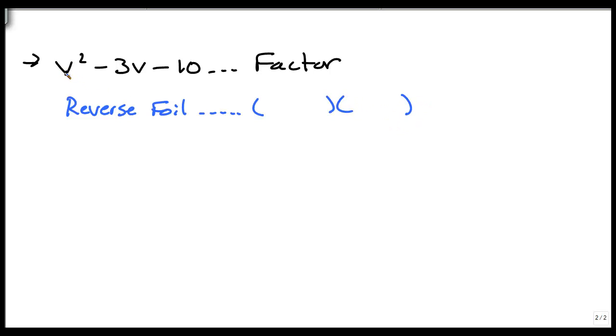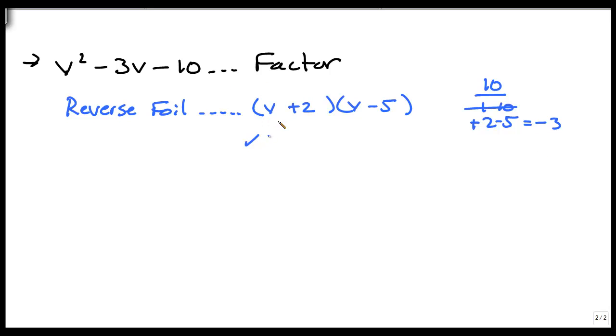I need two variables multiplied together that give me v squared, and of course that would be v and v. Now I'm working with this 10. I have 1 times 10 and 2 times 5. Those are really the only ones I can come up with. So I need a negative 10, and when I add them together, I need a negative 3. So I think a plus 2 and a minus 5 would work, because 2 minus 5 is negative 3. So then I plug these in, plus 2 and a minus 5.